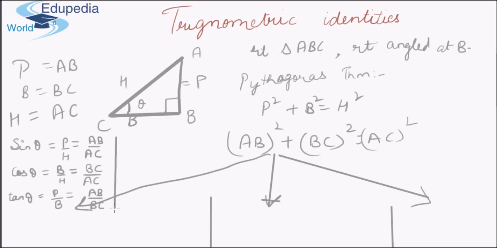Similarly, their reciprocal counterparts, that is cosecant of theta, will be this reciprocal, that is h over p, or simply AC over AB. Secant theta will be similarly AC over BC, and cotangent theta will be the reciprocal of tangent theta, that is BC over AB.